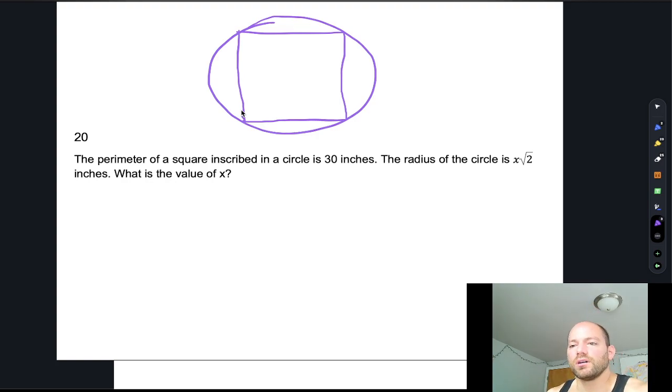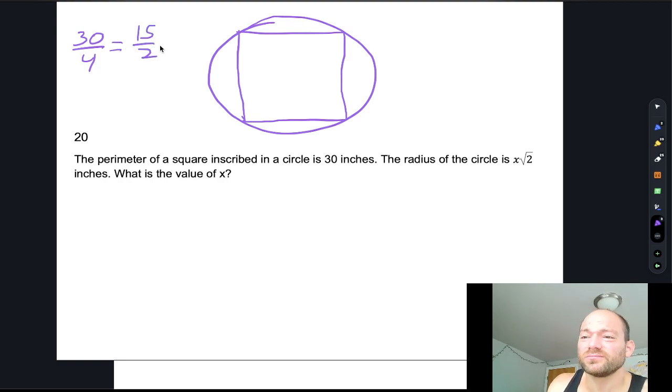Well, all sides of a square are equal length. So we just have to divide the perimeter by 4, which is unfortunate, isn't it? Because 30 over 4 isn't really pretty. I mean, it's not an integer. I guess we can reduce this to 15 over 2. Ugh, unfortunate. The radius of the circle is x root 2 inches.